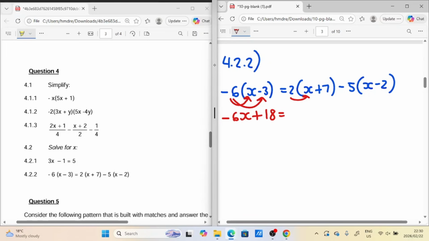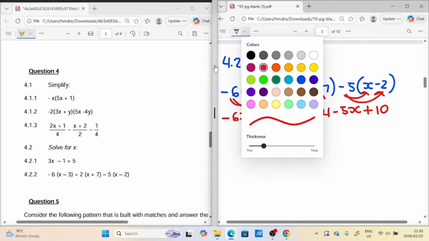This side, 2 times x is 2x. 2 times 7 is 14. Minus 5 times x is minus 5x. Minus 5 times minus 2 is positive 10. Then we want to try get all the x's on one side, all the numbers on the other side. So let's try get all the x's on the right, all the numbers on the left.